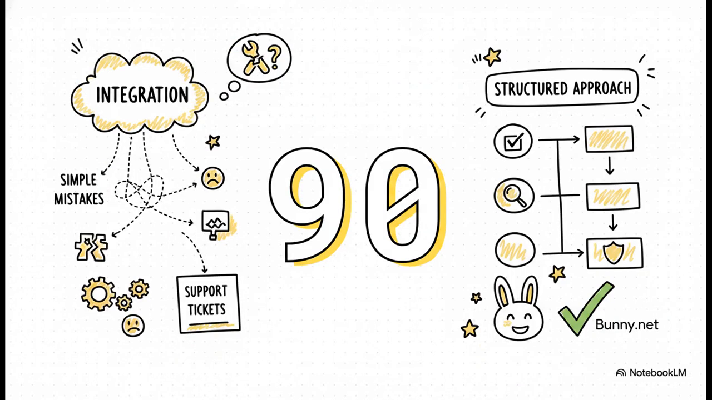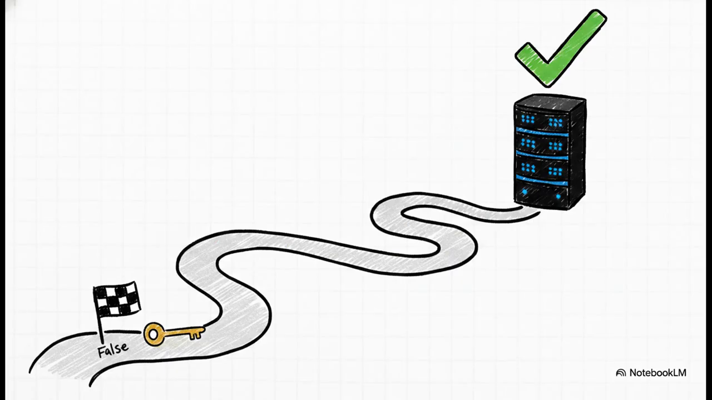And just to put this into perspective, roughly 90% of support tickets for this exact kind of integration come from super simple mistakes. Mistakes that are entirely 100% preventable if you just follow a structured approach like this. So really, we need a major mindset shift here. The finish line is not the token. I'll say it again, a solve token means absolutely nothing if the downstream verification kicks it back. The true finish line is downstream acceptance.